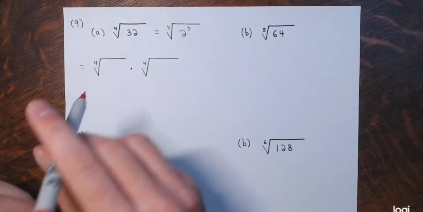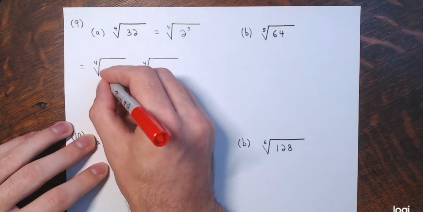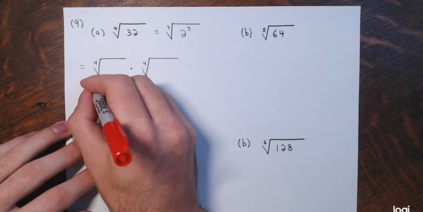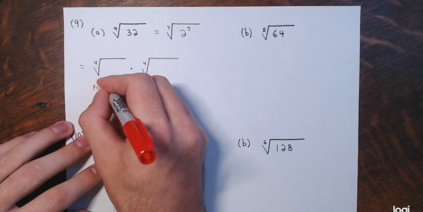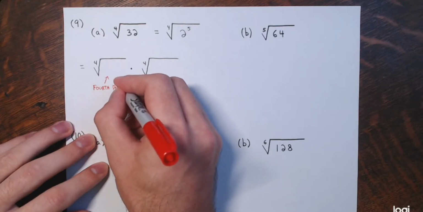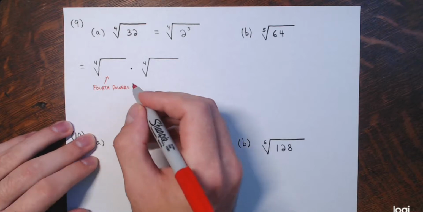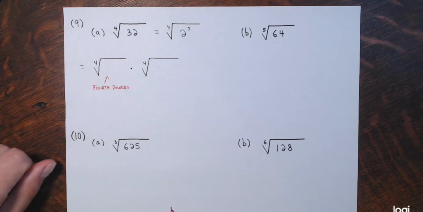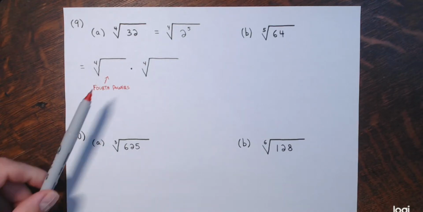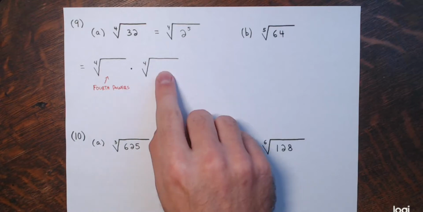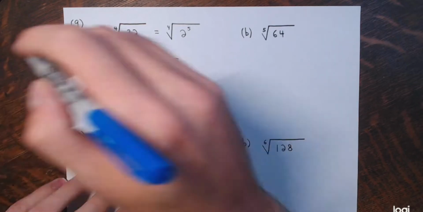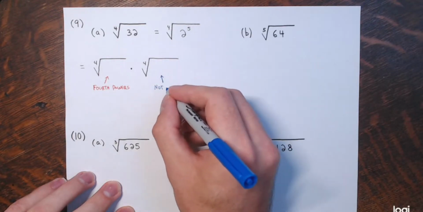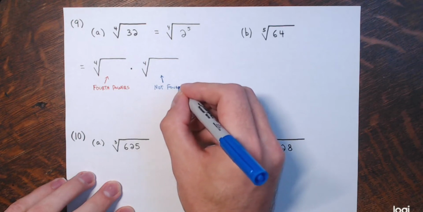Alright, but this time, instead of squares in this first radical, I want fourth powers, right? This is a fourth root. I want fourth powers, things to the fourth power, or things that can be written to the fourth power. So basically anything with a power that's a multiple of 4. So anything with a power of 4 or 8 or 12 or 16, that's what I want inside this first root. And then in the next root, I want not fourth powers, right? Things that can't be written to the fourth power. Non-fourth powers.